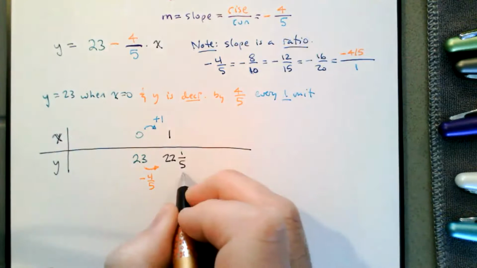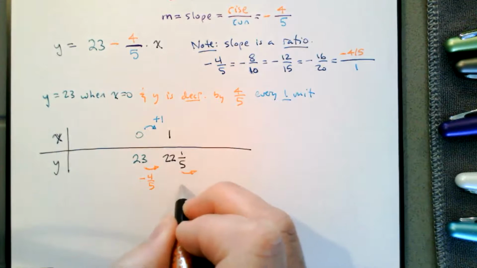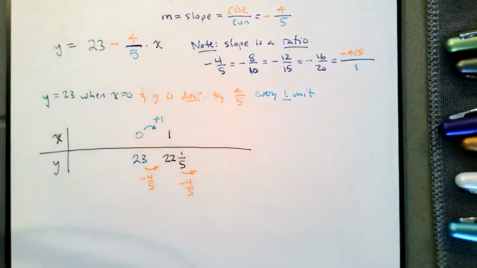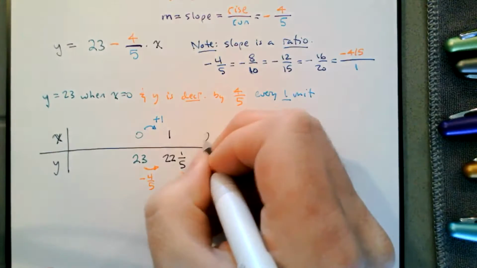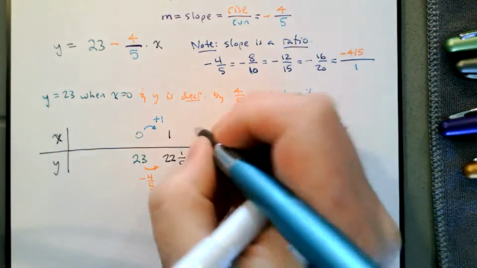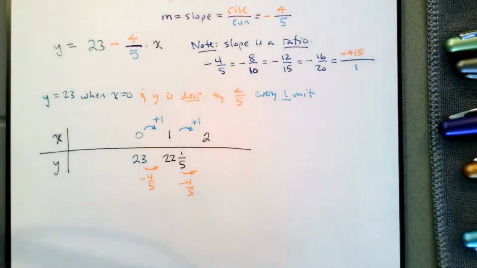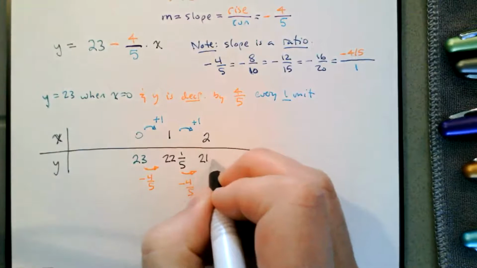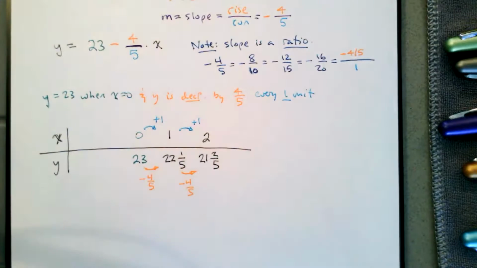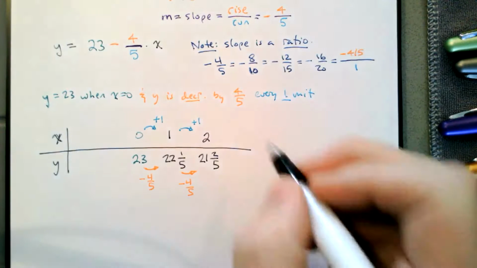And now I'm going to remember why I wanted to make each step size 1 and not 5. I'm going to subtract 4/5 again for when x is equal to 2. So I'm just making step sizes of 1. So 22 and 1/5, if I subtract 4/5, I'll have 21 and 2/5. Subtract 1/5 down to 22, and then subtract 3 more fifths to 21 and 2/5. And then I'll take another step.